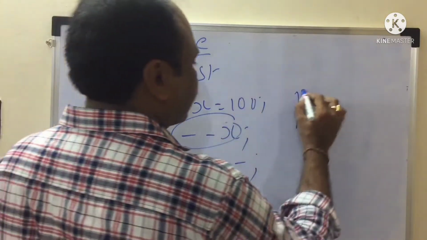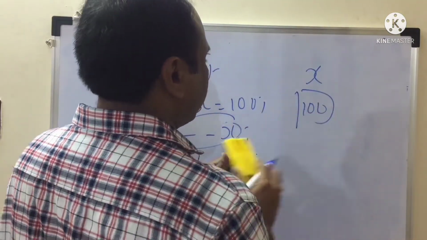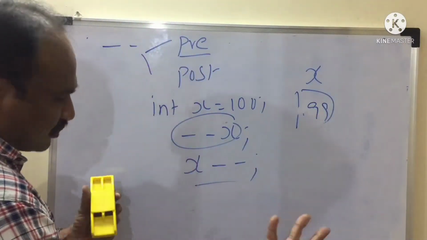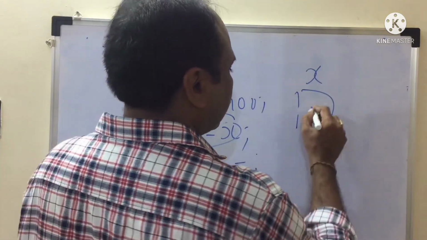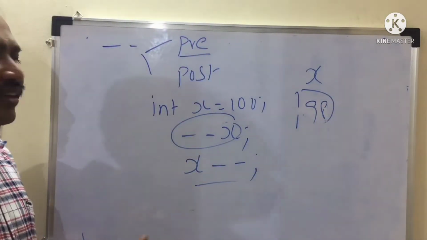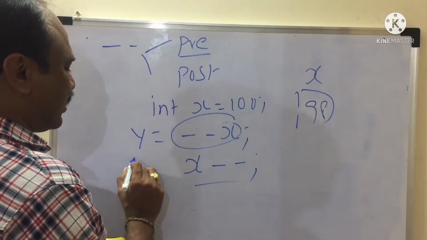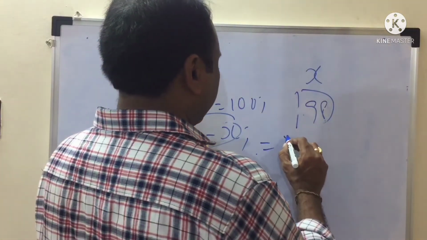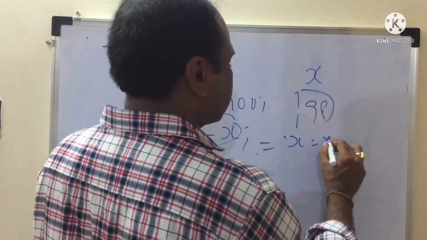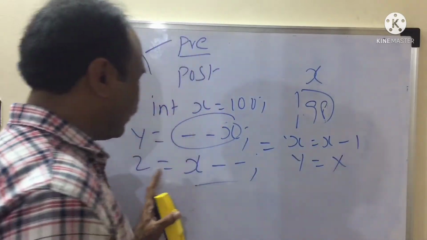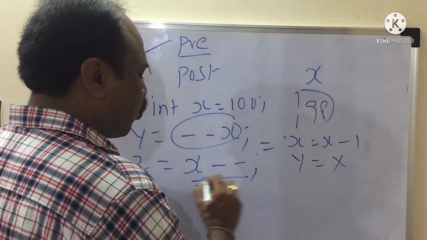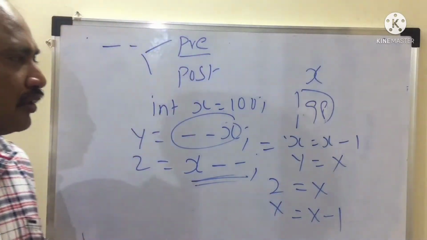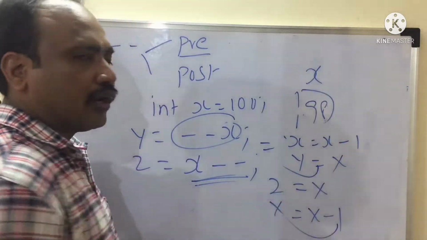First x value decreases. x value is 100. Minus minus x means x equal to x minus 1. Substitute and get 99. x minus minus means x equal to x minus 1. 99 minus 1, 98. Now there is no difference. Again to find the difference, use y equal to minus minus x, z equal to x minus minus. Here also, first, this is pre-decrement: x equal to x minus 1 will happen, then y equal to x will happen. z equal to x minus minus is post-decrement: first z equal to x will happen, then x equal to x minus 1 will happen. Take the value, substitute here, you will get the answer.